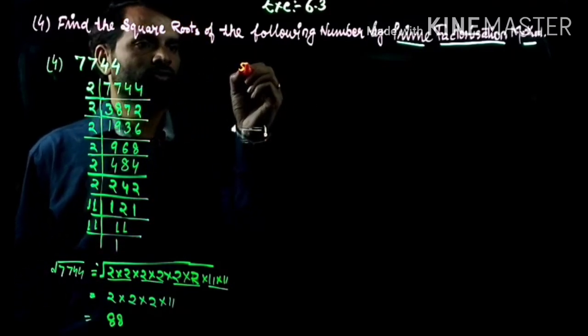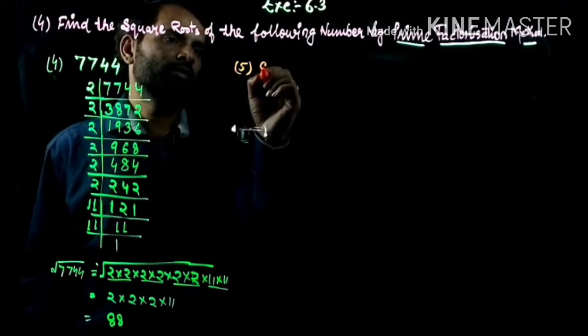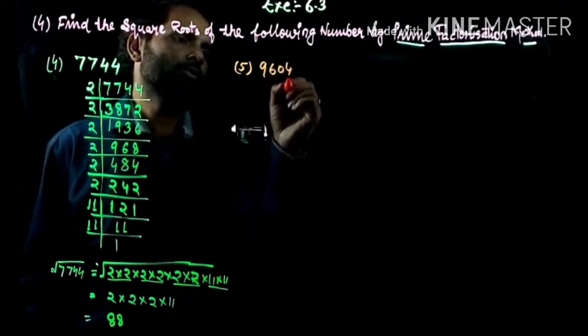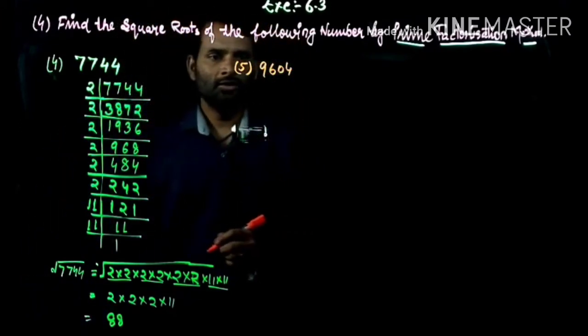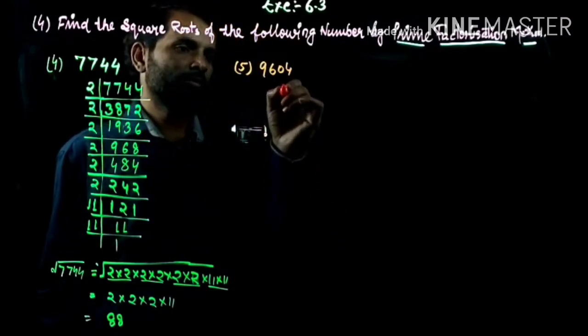Then the next number is the fifth question. The number is 9604, and the same method will be applied.